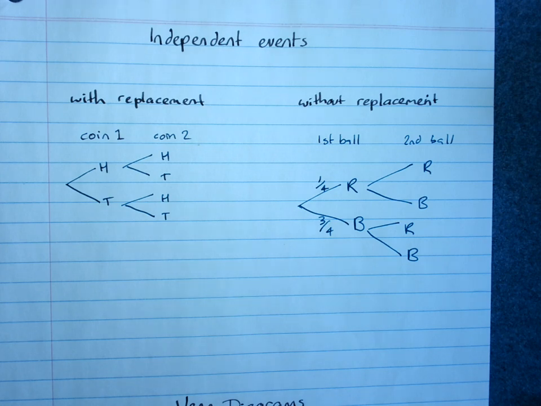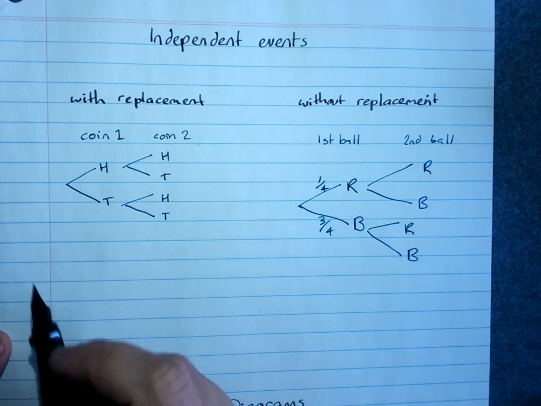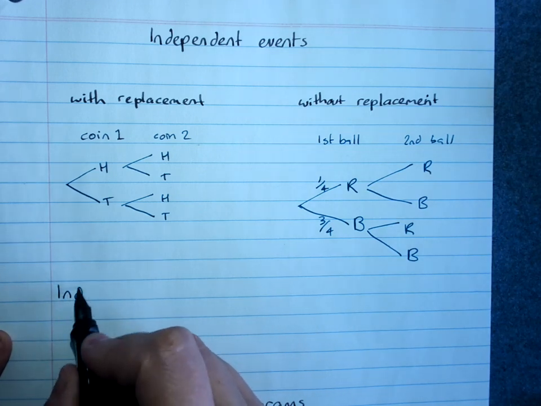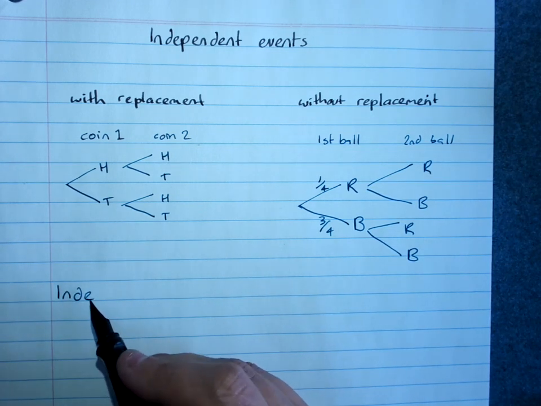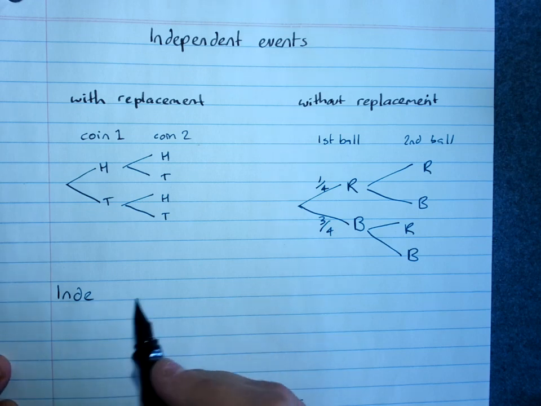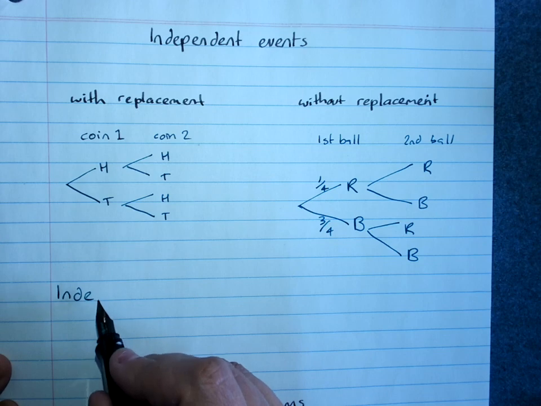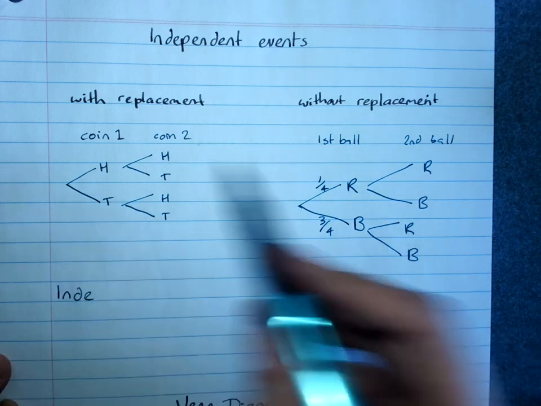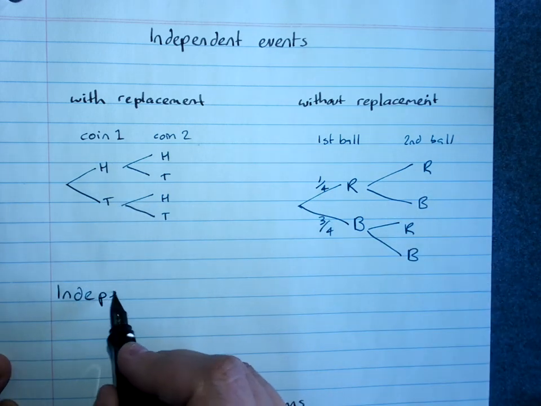Independent events in probability. Two events are independent if the outcome of one event doesn't change the probability of getting the other event. We should write this very shortly, and I'll show you what I mean with this.